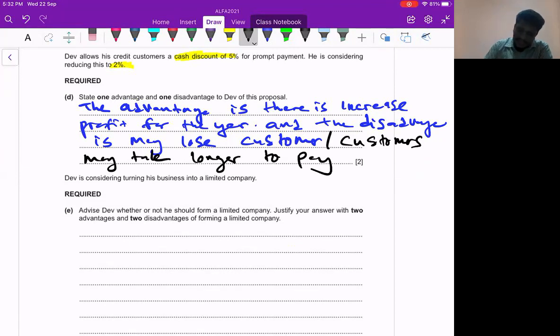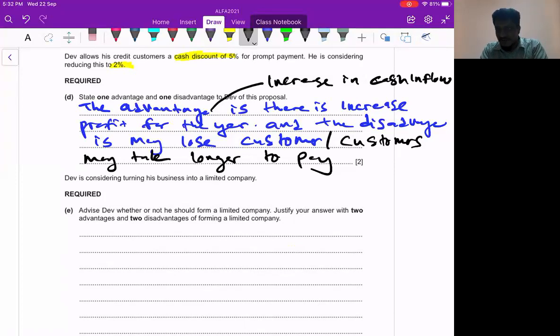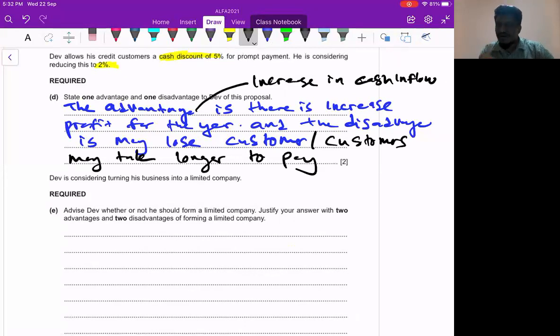Okay, another advantage, I give you another point. For advantages, you can say also increase in cash inflow. So we will receive more money, right? Because we reduce the discount means we receive more money. It's not revenue, it is cash inflow. Increase in cash inflow. We receive more money compared to last time.